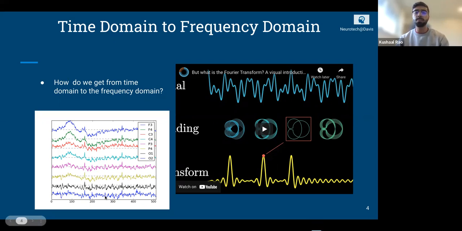And how do you end up from the time domain, which is measured in microvolts by milliseconds, in the frequency domain? How do you extract alpha waves and beta waves from this image of what appears to be just squiggly lines on a millisecond scale? To do that, you basically have to shift from the time domain to the frequency domain. And to do that, we use something called the Fourier Transform.